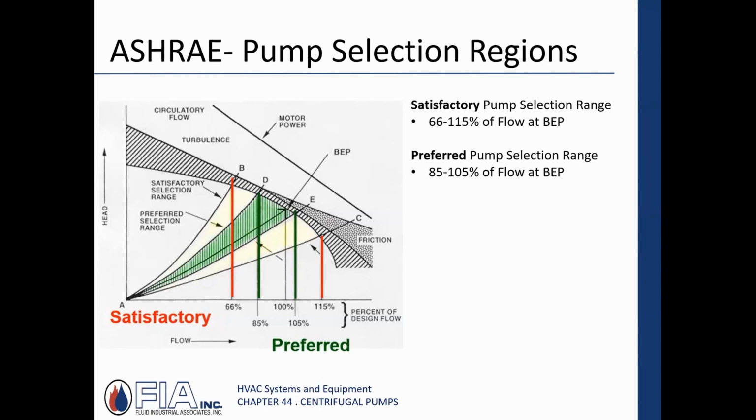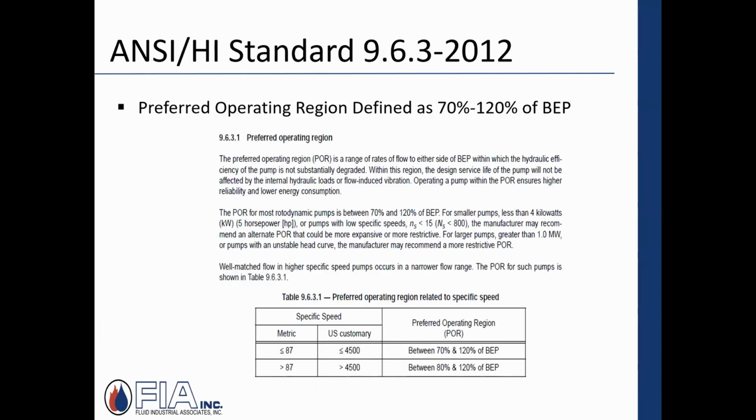Just as a point of reference, ASHRAE and HI have their own regions that they recommend. With ASHRAE, they have their satisfactory pump selection region, which is pretty flexible at 66 to 115% versus 85 to 105% for the preferred region. Actually, it's HI, the Hydraulic Institute. You may see Hydraulic Institute more when people are talking about pump efficiencies. Hydraulic Institute plays a big role.